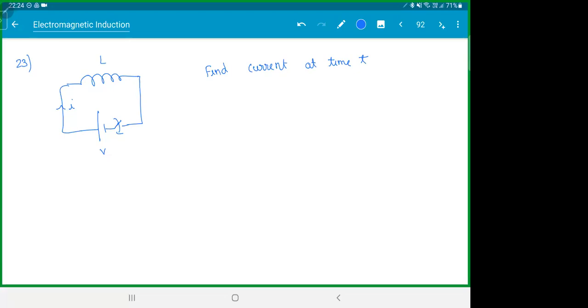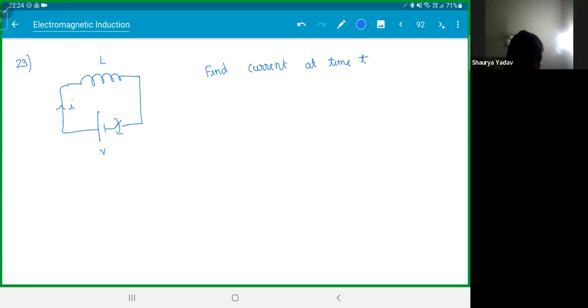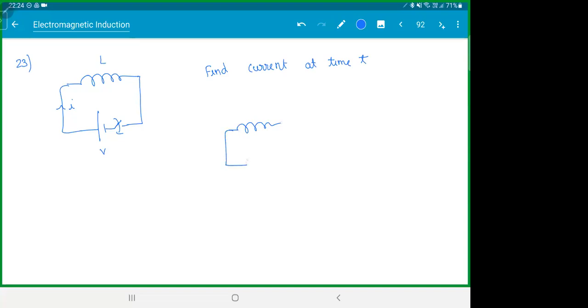Help you? Easy one. So you get it actually in a very small step. Let the current be I. This is L. This is V. Remember, you can use Kirchhoff's law. V minus L di by dt.